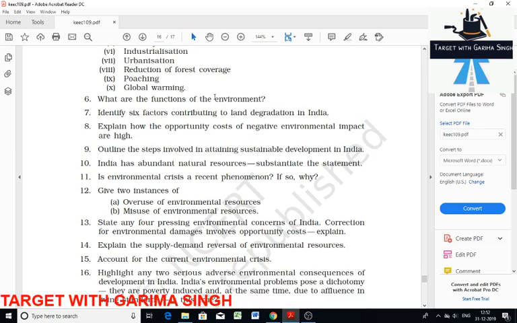Next is, what are the functions of the environment. So first, the environment supplies resources. Resources include both renewable and non-renewable. Renewable resources are those which can be used without the possibility of the resource being depleted or exhausted. On the other hand, non-renewable resources are those which are exhausted after some period of time, like fossil fuel.